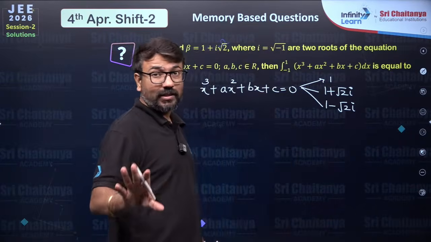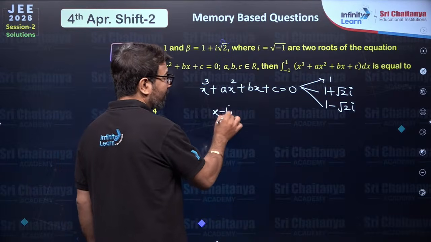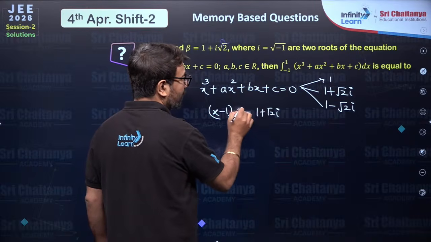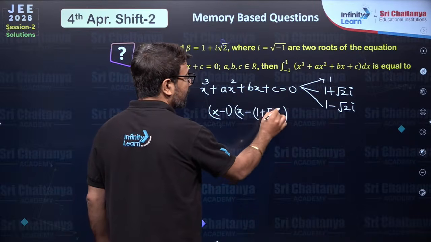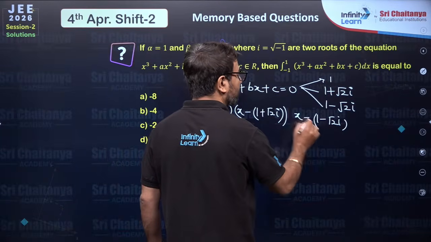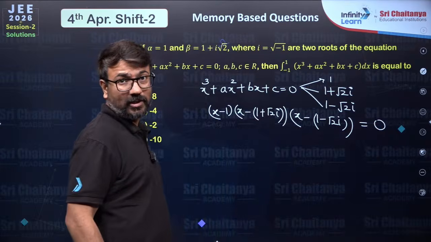Now bache, you have the 3 roots, so you will be able to create the 3 factors. The first factor will be x minus 1, the other will be x minus 1 plus root 2 iota. Are you able to understand this? And the third will be x minus 1 minus root 2 iota. This is the third factor. And you will be making the product of them equal to 0.